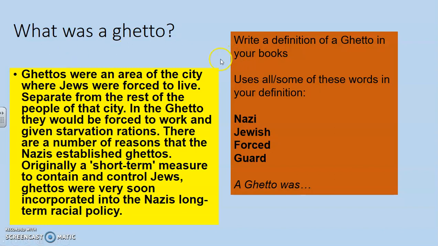I'd like you now to pause the video and write a definition of a ghetto in your books or on your paper. I want you to use all of these words within your definition. So pause the video now.